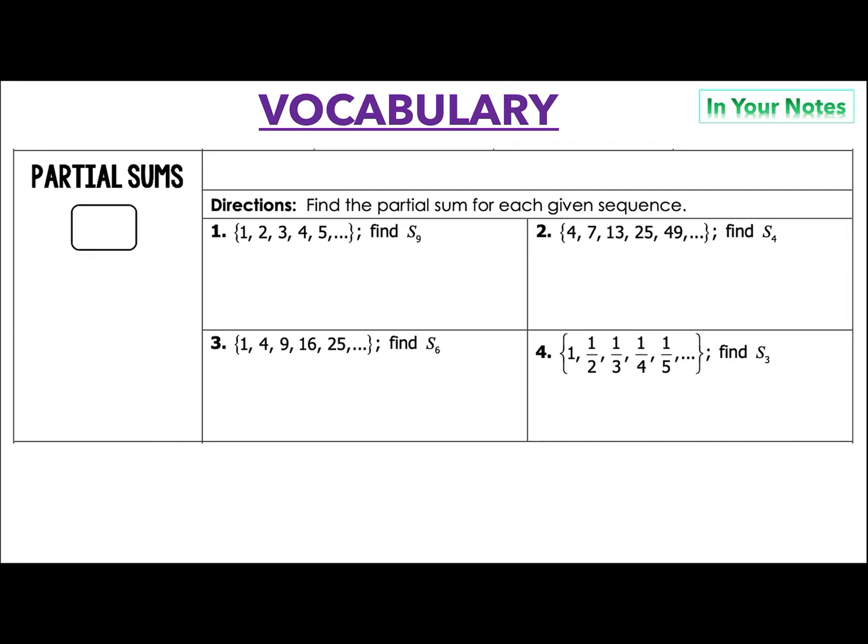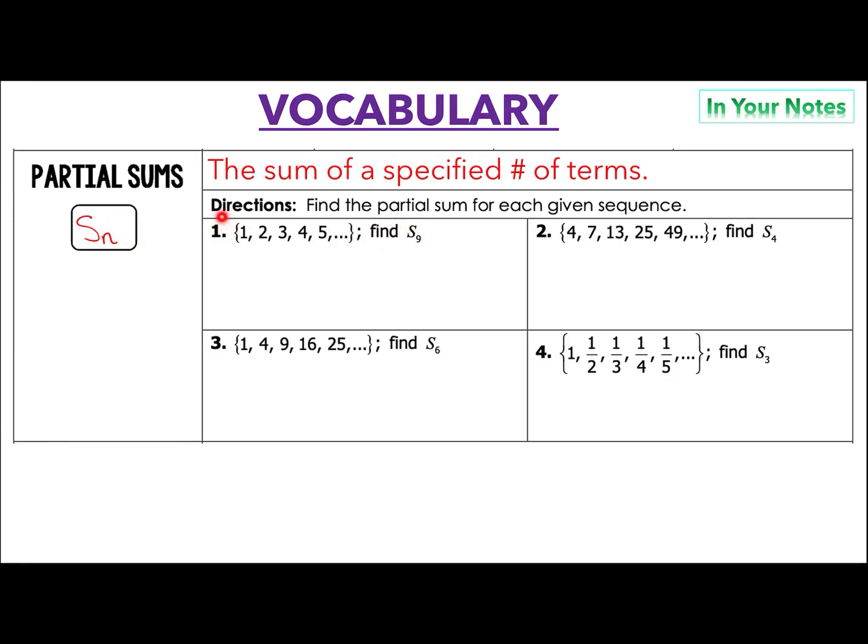So the partial sums, the definition is the sum of just a specified number of terms. So now it's not asking us to add the infinite number of terms. It's going to tell us how many terms they want us to add together. So the way that we denote partial sums is S sub n. N is going to be replaced by a number, as you see.